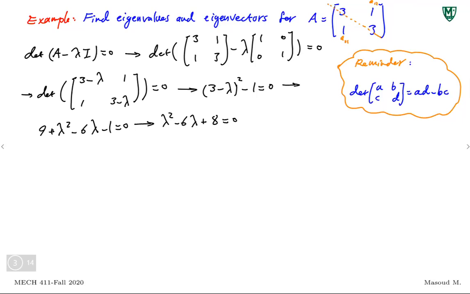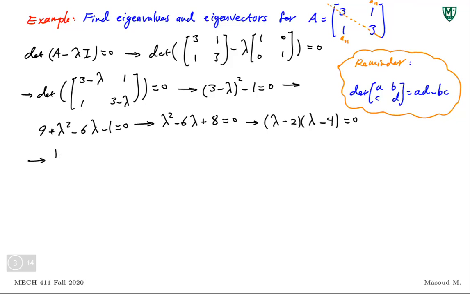From there, I'm going to do a trick. I'll write it as a multiplication of two expressions, and that would be 2 and 4. But they should be negative, so the summation of them would be minus 6. I do it, but you can just find the roots if you don't feel comfortable doing this.